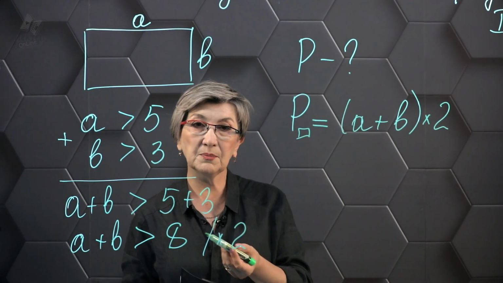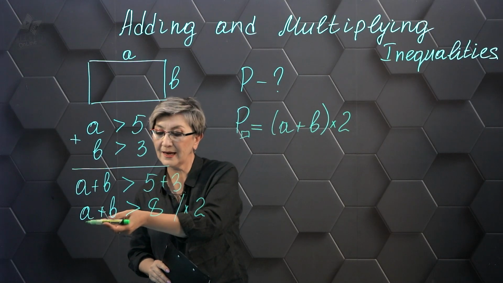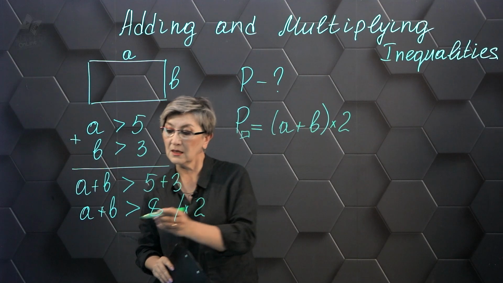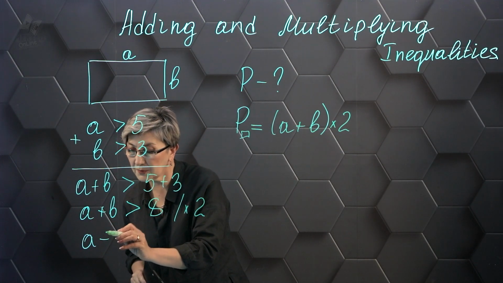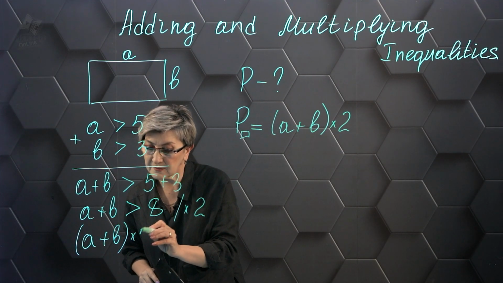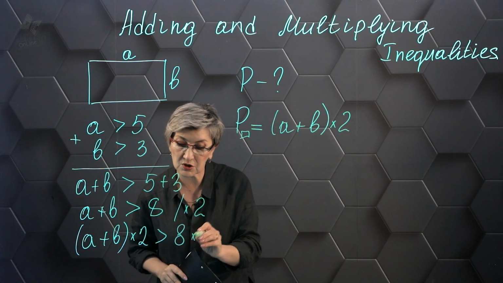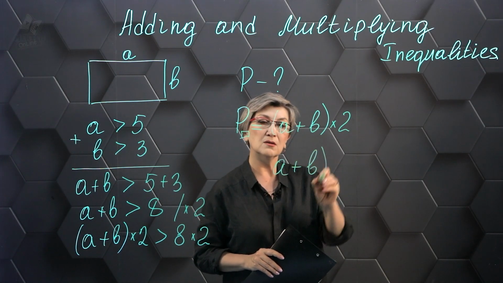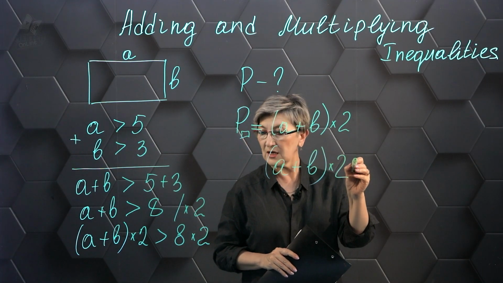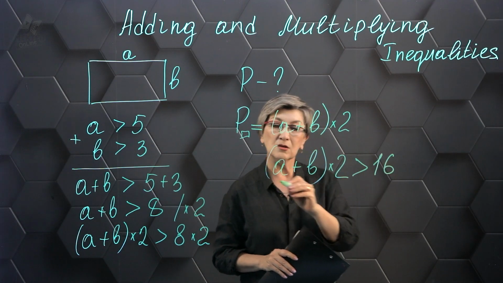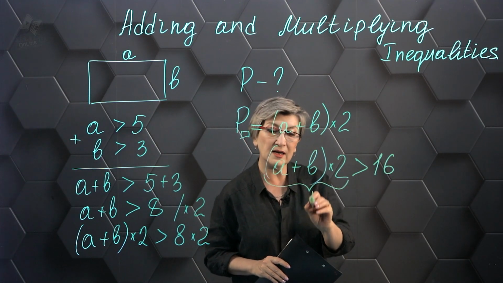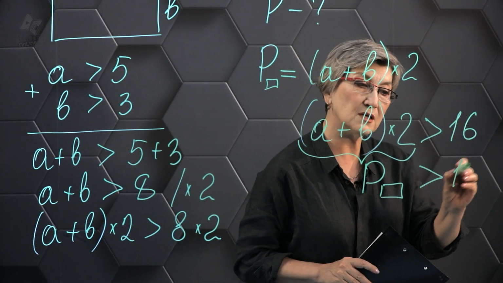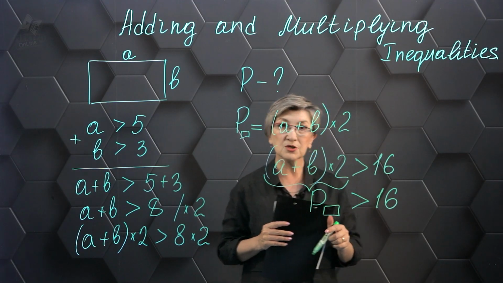In this case, we apply our rule. When multiplying both sides by a positive number, the inequality sign remains unchanged. As a result, we will have (a + b) times 2 is greater than 8 times 2. We can see that on the left side, (a + b) times 2, this value is more than 16. But (a + b) times 2 is the perimeter of our rectangle. Thus, we can conclude that the perimeter of our rectangle exceeds 16.